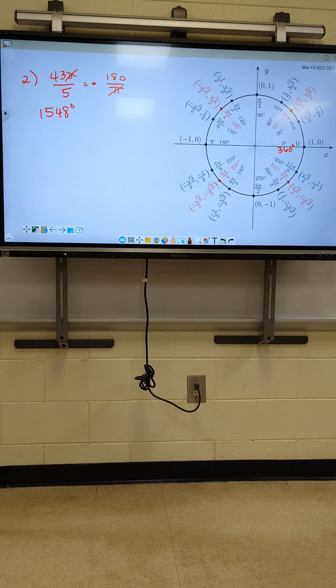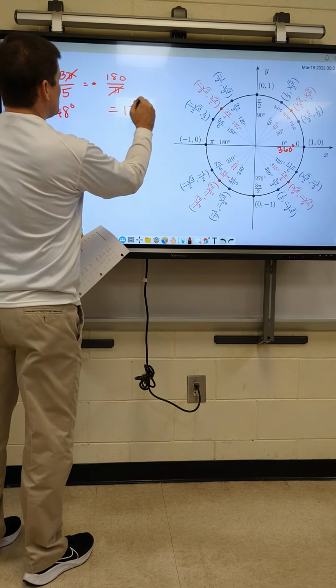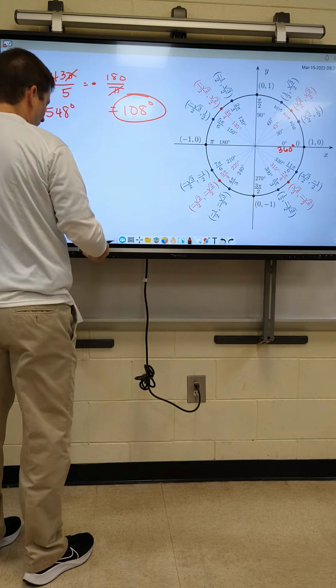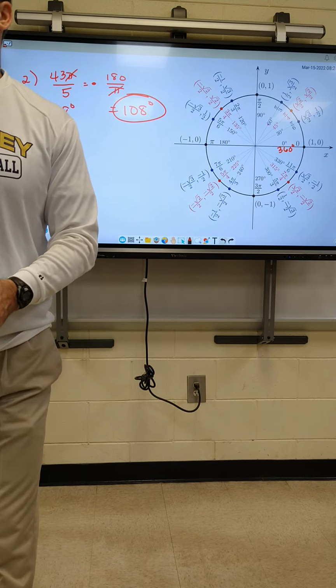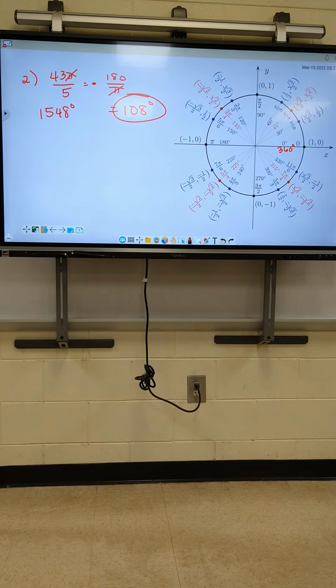1548. Now, what do we do if a number's bigger than 360 again? Minus 360. Y'all minus 360 all the way down until you get a number lower than 360. Tell me what you got. 108. Your answer is 108 degrees. So the right column is going to be more work. You're going to have to first change it and make it a degree, and then subtract 360 or add 360 so you get a number that's in between 0 and 360.